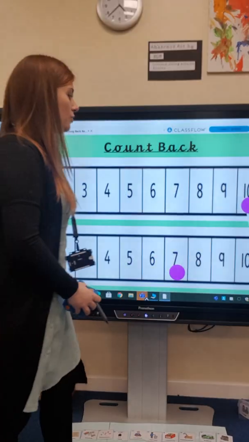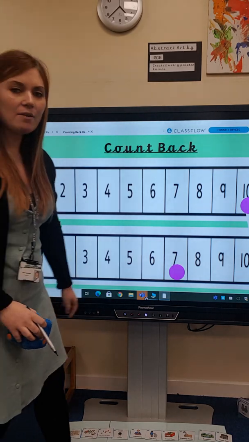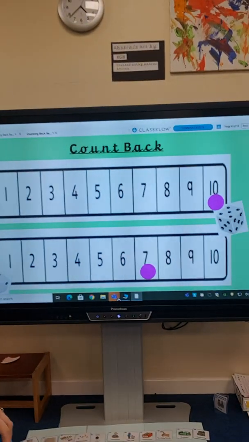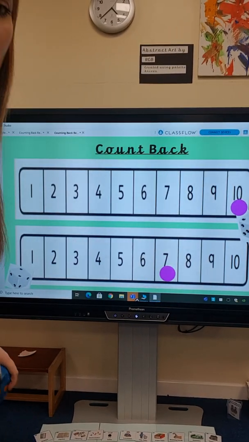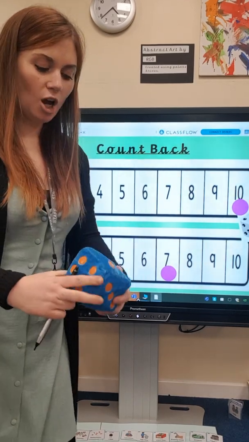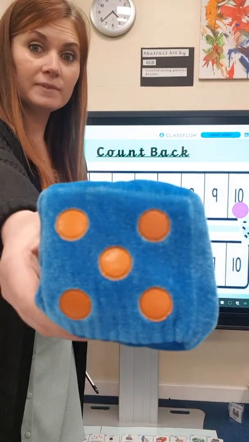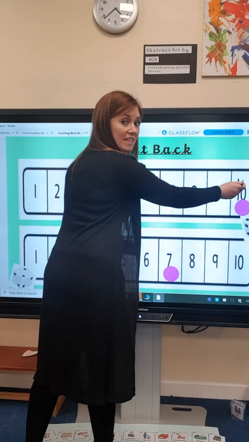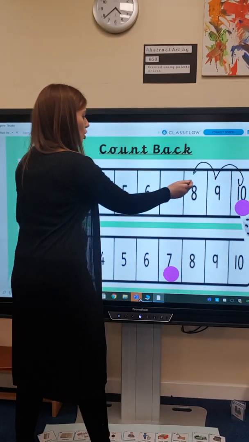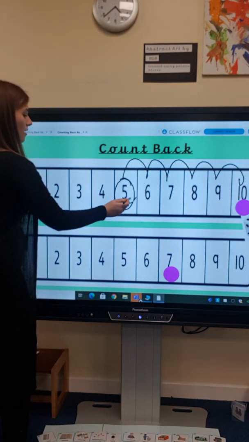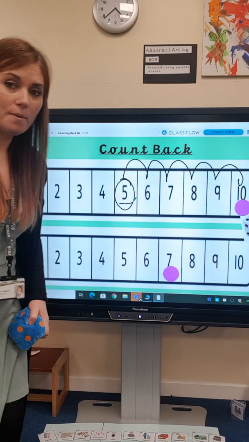Right, let's do some of those super speedy. My counter is on number, can we see what number my counter's on? 1 more than 9. My counter is on number 10. My dice has rolled and subitised really quickly. It's on number 5. So I'm going to count back 5. Put your pen on the 10. 1, 2, 3, 4, 5. I've landed on number 5.